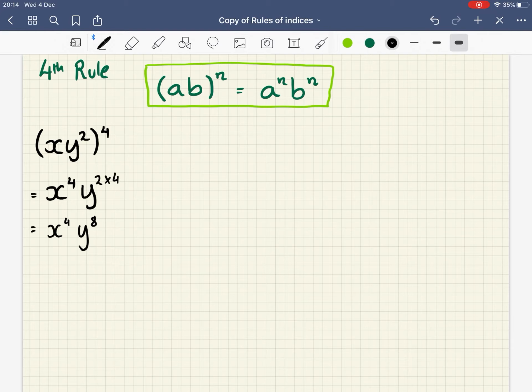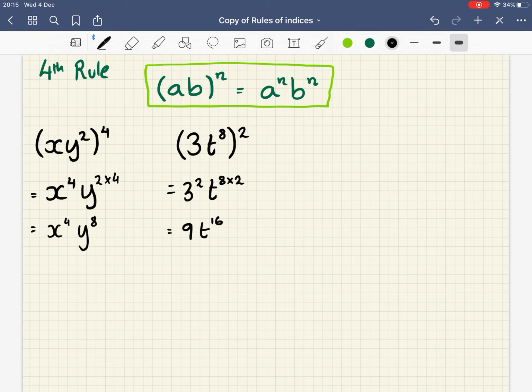Now, if we were to start to have some numerical examples, so I'm going to have 3, let's do t to the power of 8, and that's going to be to the power of 2. I'm now going to have 3 squared and t to the power of 8 times 2. So 3 squared is 9, and that's going to be t to the power of 16.